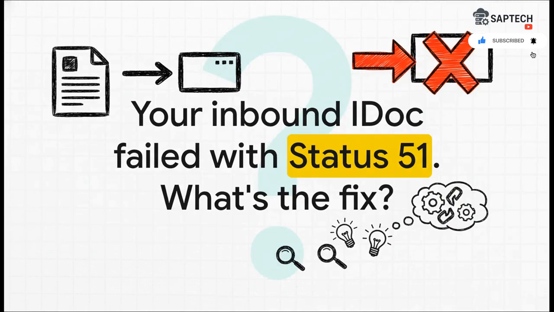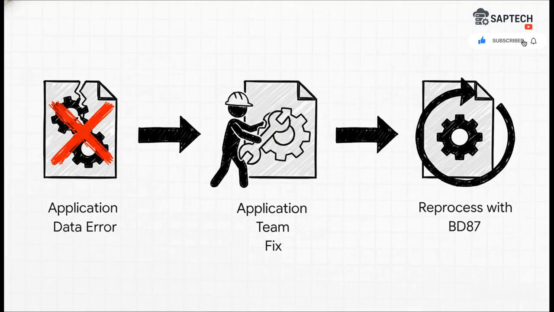All right, now for the inbound side's biggest headache, status 51, application document not posted. The IDoc made it through the door just fine, but the system couldn't use the data inside it to create the business document. What do you do? This is super important, so listen up. A status 51 error is almost never an interface issue. It's a data problem. Maybe the material number doesn't exist or the customer is blocked. The interface team can't fix that. The business or application team has to fix the actual data. And once they do, you can just reprocess the IDoc using transaction BD87.